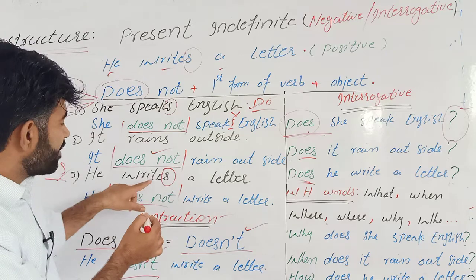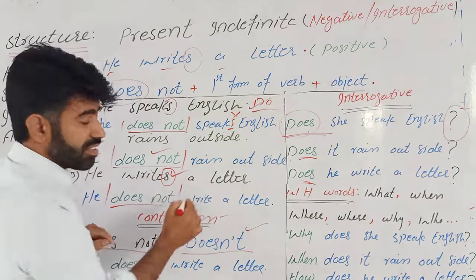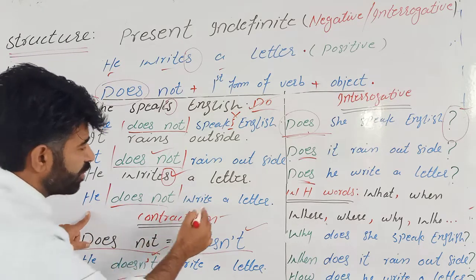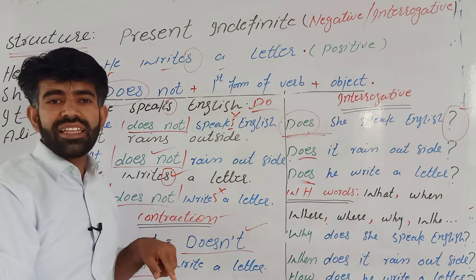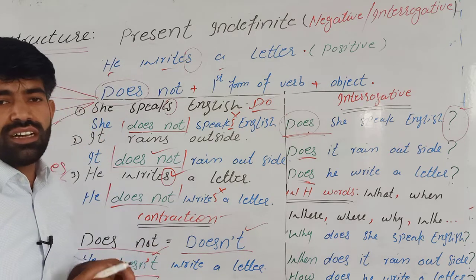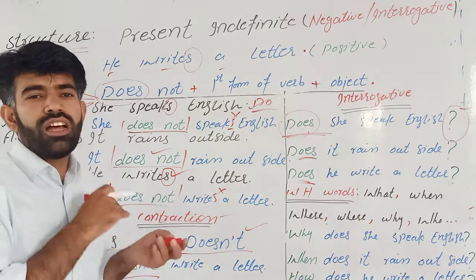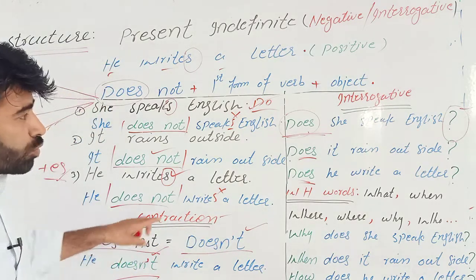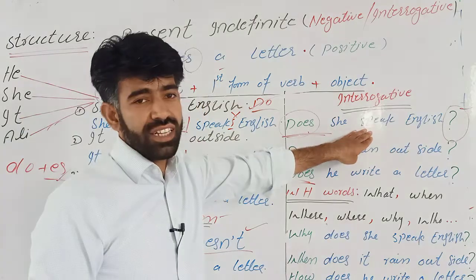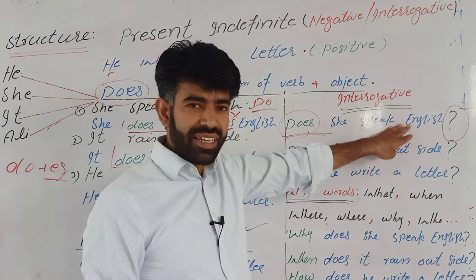Okay, he writes a letter. So what did we do? Here in the positive sentence, we have this s, but in the negative sentence, we did not add s. If we put an s at the end of the verb, it will be considered a mistake. It will not be present indefinite tense, it will not be any tense. It will be a mistake. So this is what we will do in interrogative sentences as well. Here we have "does," so we do not need to add s at the end of the verb.